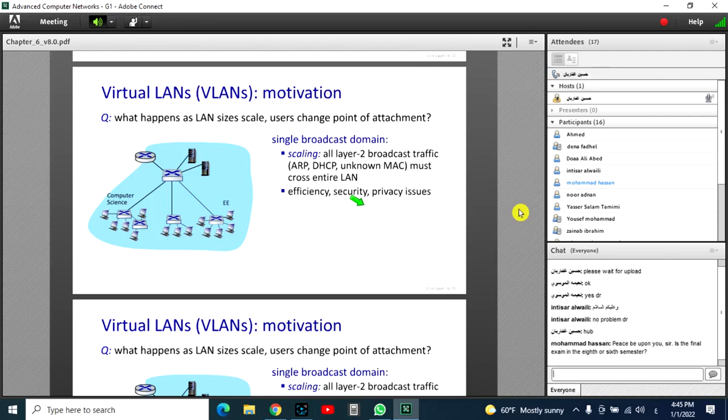We have something in the network we call a broadcast domain. A broadcast domain is a domain where, if I send some broadcast information, all the hosts inside that broadcast domain will receive that information. I'm broadcasting some information, and all of the computers, all of the systems inside my broadcast domain, will receive it.